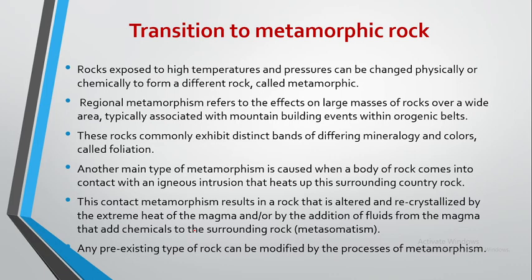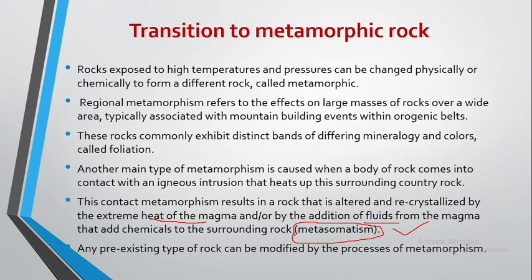This contact metamorphism results in rock that is altered and recrystallized by the extreme heat of magma, or by the addition of fluids. There are various hydrothermal fluids, and the magma adds chemicals to the surrounding rock. This process is known as metasomatism, that is, the addition of various chemicals to the surrounding rock.